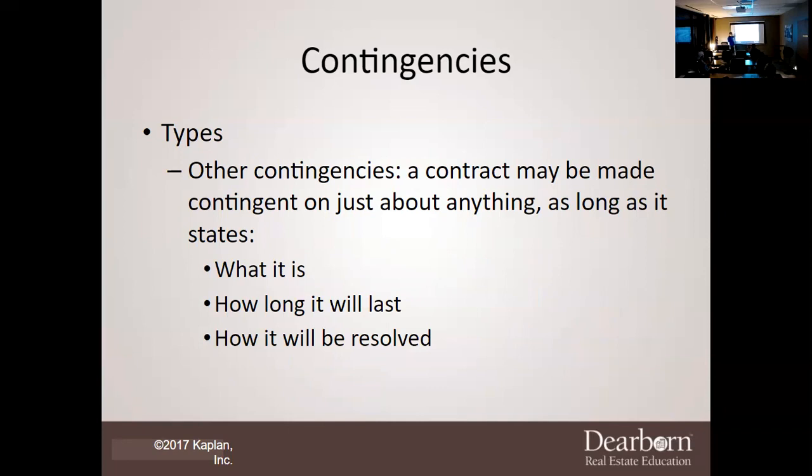Then there, of course, are other contingencies. There can be other things that a contract is contingent upon. Remember, a contract may be made contingent on just about anything. As long as, and Colton had this earlier, we need to know what it is, how long it will last, and how it will be resolved. As long as we have those answers, we can make anything contingent.